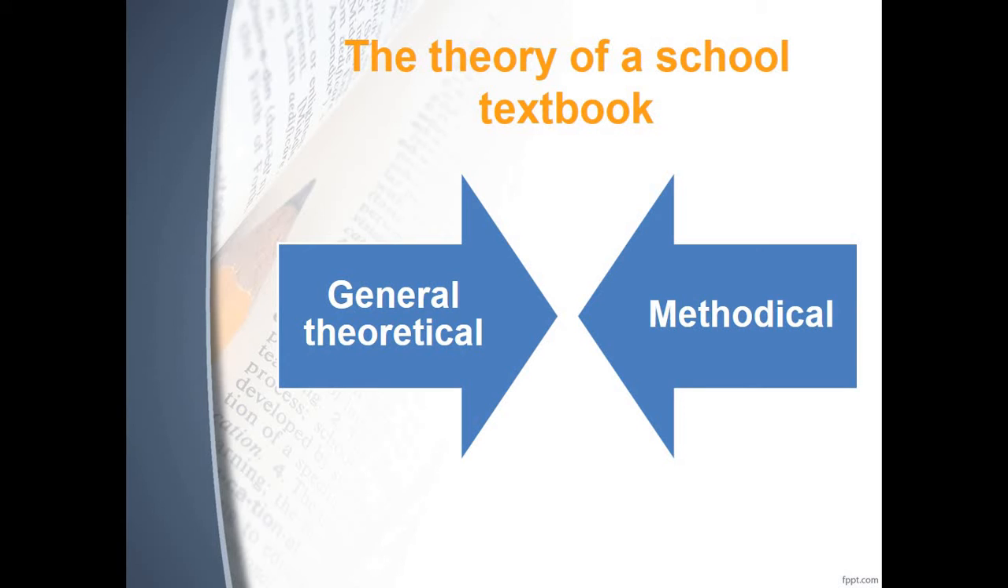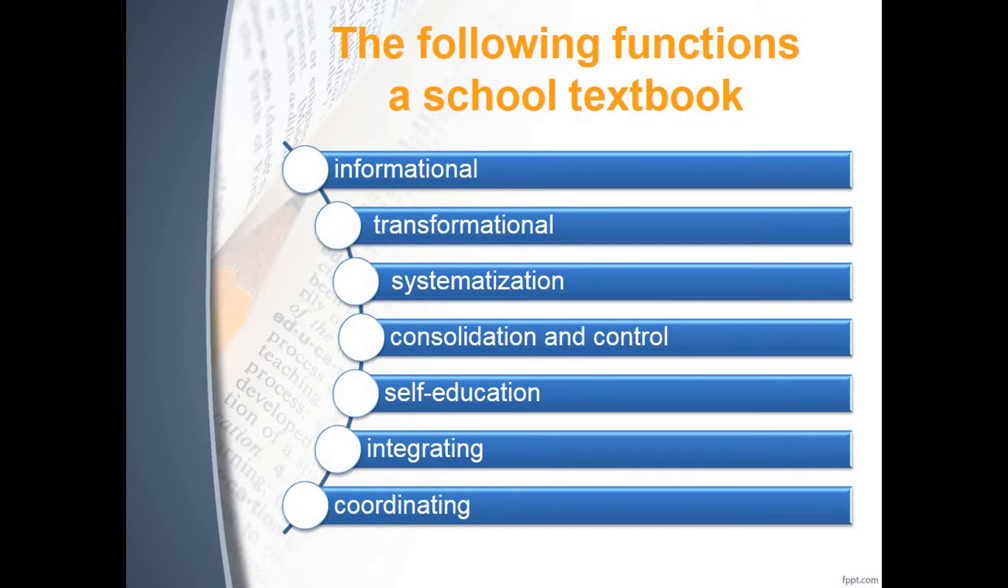Let's admit that theoretical foundations of textbooks have been explored as a special branch of scientific knowledge, the theory of school textbooks. There are two levels in the theory of school textbook: general theoretical and methodical. The main structural components of this field of knowledge are as follows: the essence of the textbook, its functionality, the structure of the textbook, methods of analysis and evaluation of the textbook, and others. On this slide, you can see the list of functions of a school textbook according to most of the scientists.